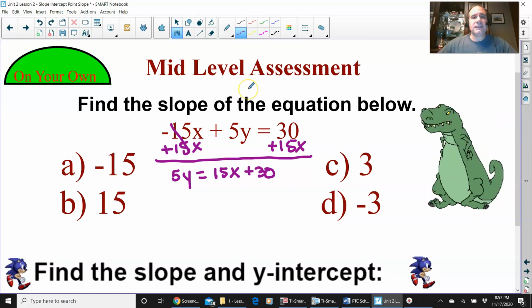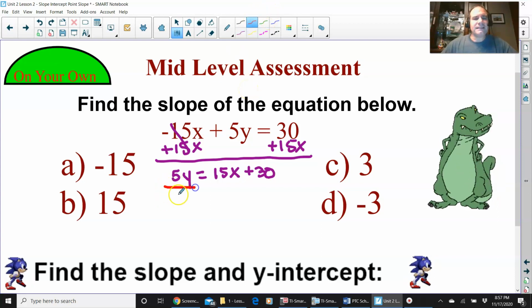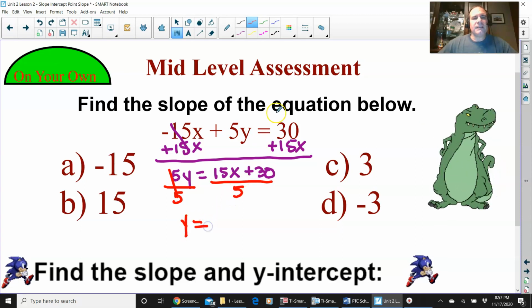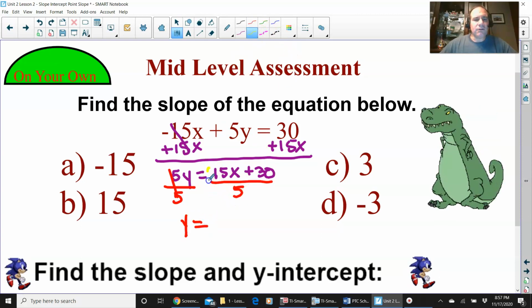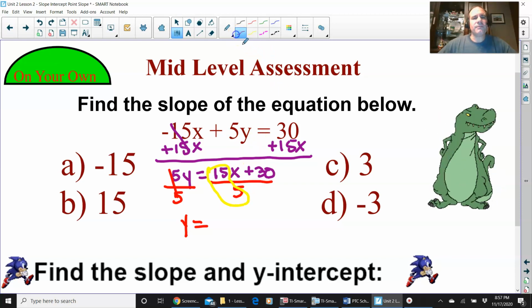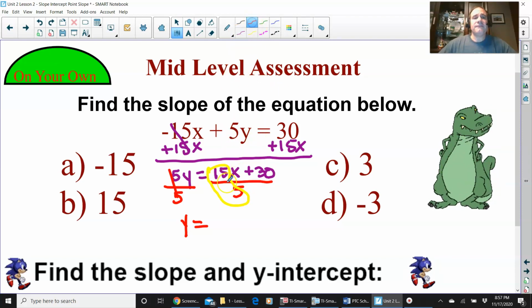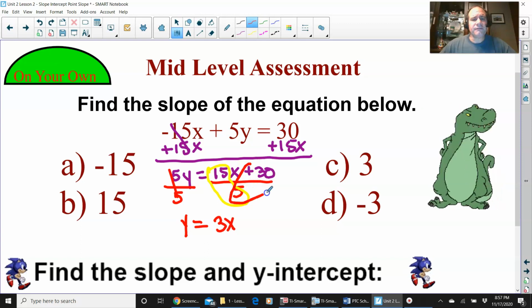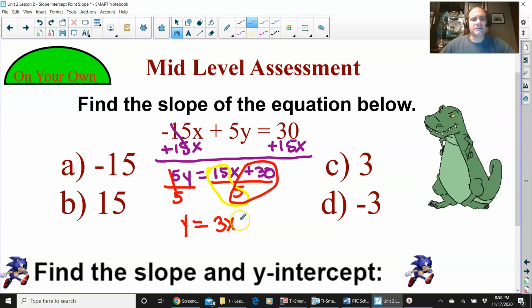The next thing that you do is to divide by the number that is next to the y. You always do the opposite of what you see. You see multiplication, you divide. Y equals, and I am going to my yellow marker right now. 15 divided by 5 is a whole number, 15 divided by 5 is 3. Remember, the 3x comes down. And then 30 divided by 5 is 6.